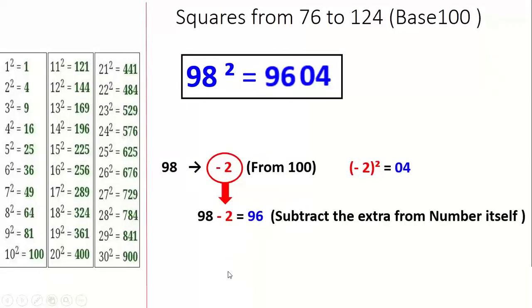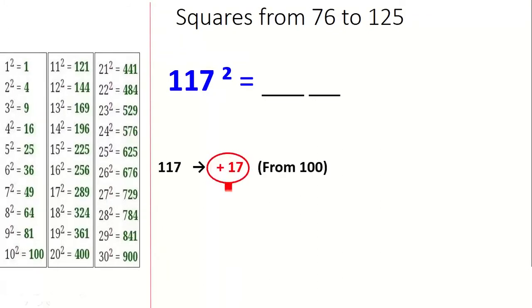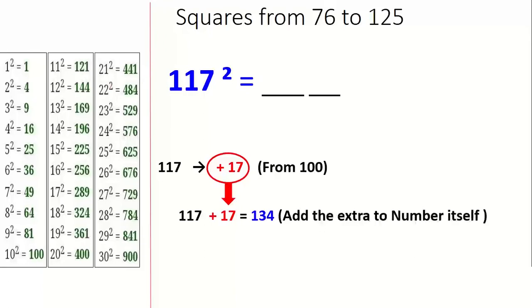Okay, let's take one more and the final example. 117 square. Add this 17 to 117, it's 134. Square of 17 is 289. So my answer has to be 13689. So I hope you are clear with this method.